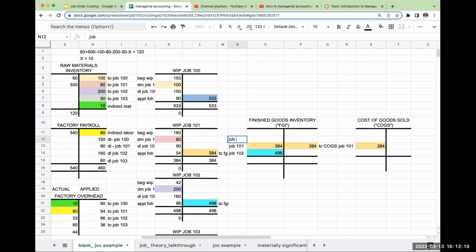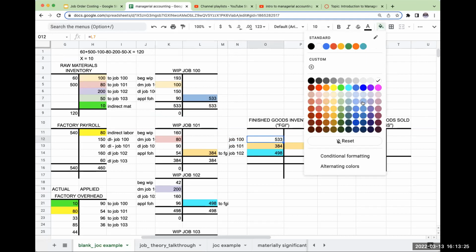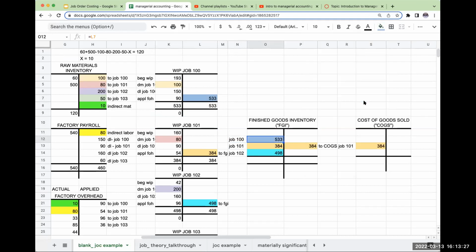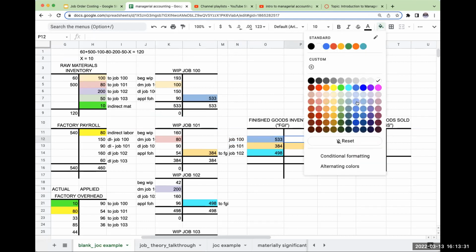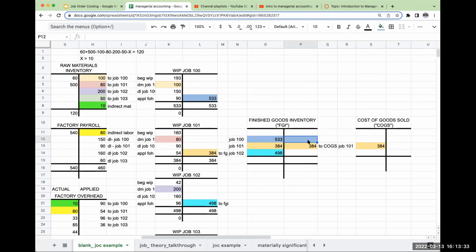So my job 100 over here at 533. So once I have this over here for job 100 at 533, it's then going to leave finished goods inventory. And so it's going to go to cost of goods sold. And this is going to be job 100 for 533. Okay. All right. So let's kind of take a look right over here.